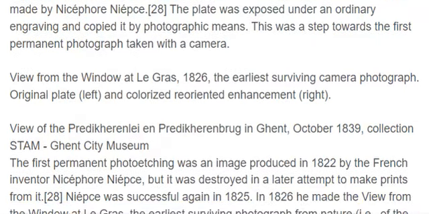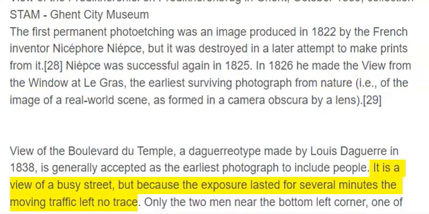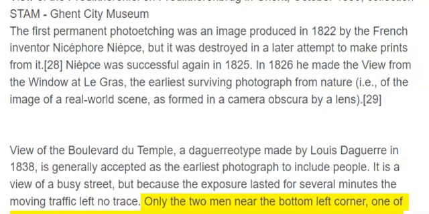View of the Boulevard du Temple, a daguerreotype made by Louis Daguerre in 1838, is generally accepted as the earliest photograph to include people. It is a view of a busy street, but because the exposure lasted for several minutes the moving traffic left no trace. Only the two men near the bottom left corner, one of them apparently having his boots polished by the other, remained in one place long enough to be visible.